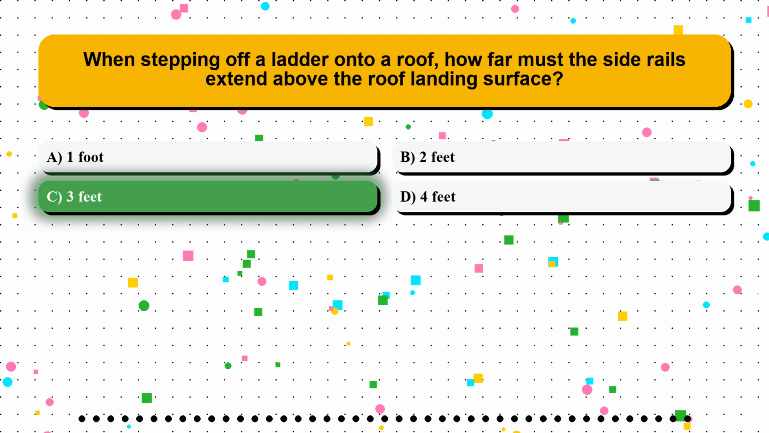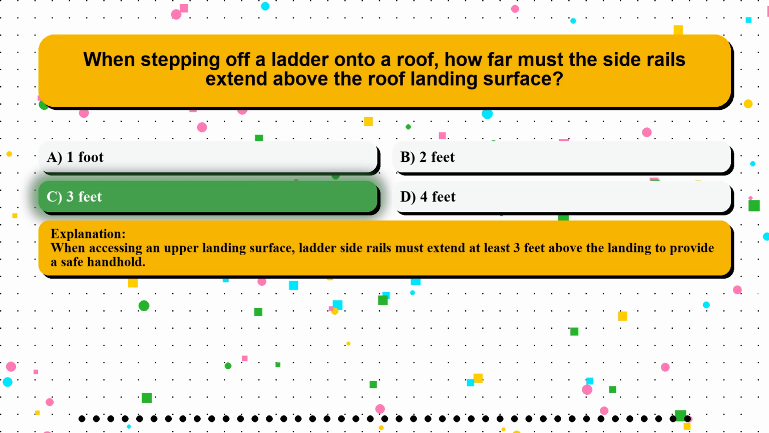The correct answer is option C, 3 feet. When accessing an upper landing surface, ladder side rails must extend at least 3 feet above the landing to provide a safe handhold. Question 17.